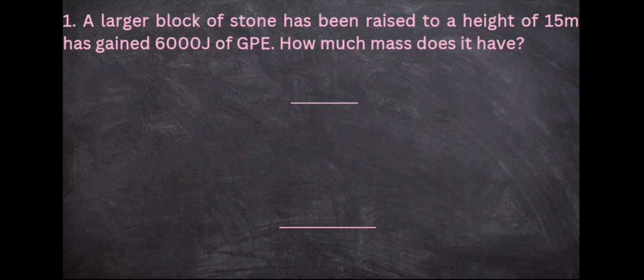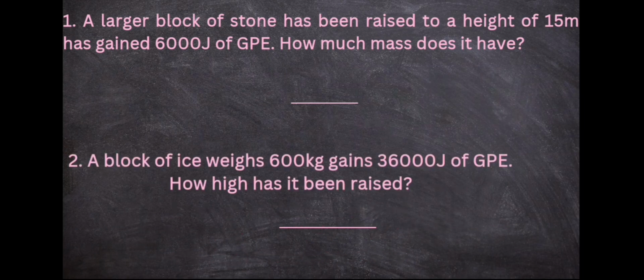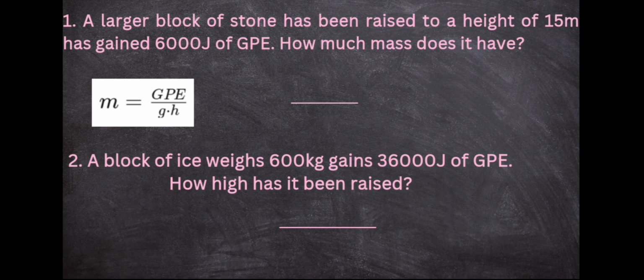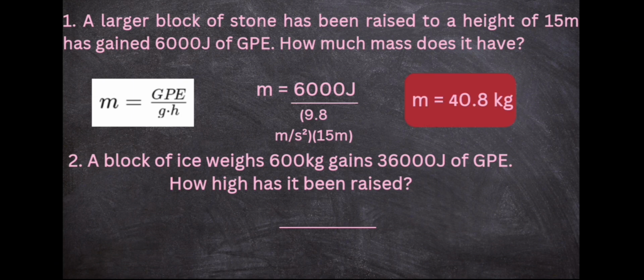Now let's take another example. A large block of stone has been raised to a height of 15 meters and has gained 6,000 joules of GPE. What is its mass? Or, a block of ice weighing 600 kg gains 36,000 joules of GPE, how high has it been raised? So first we need to find the mass. Mass is equal to GPE over gravity times height. Our GPE is 6,000 joules over 9.8 meters per second squared times 15 meters, which is equal to 40.8 kilograms.